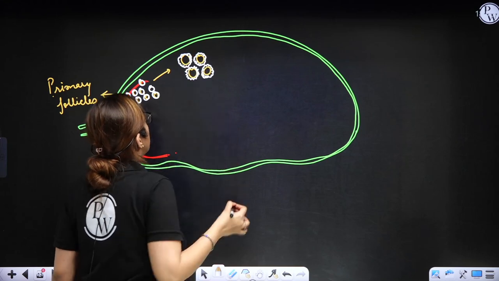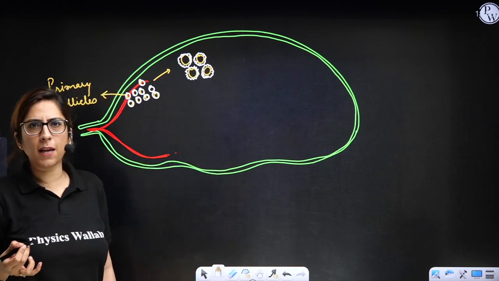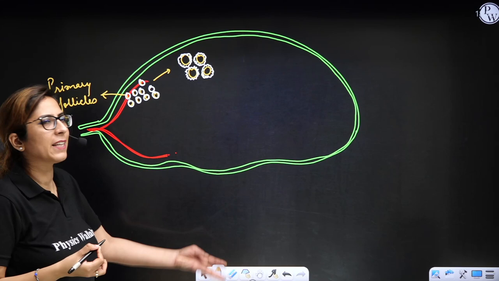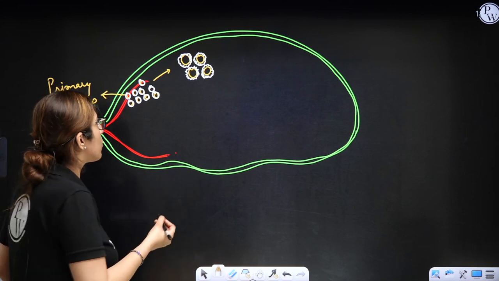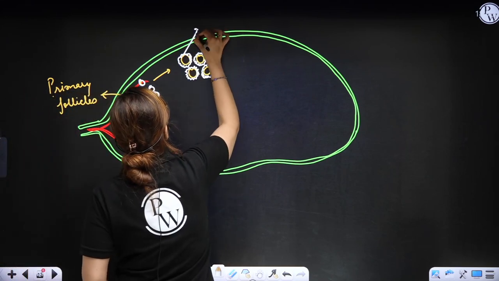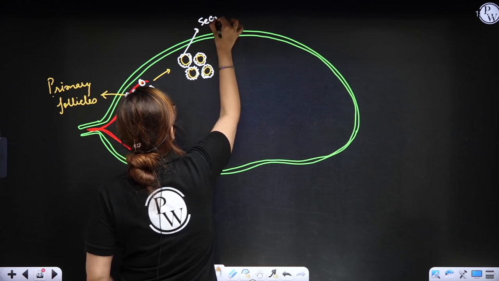So basically the teacher wants to know whether you know about the primary follicle or secondary follicle or not. That's why they ask such questions. So it should be clear to you. So basically students, they are your secondary follicles.